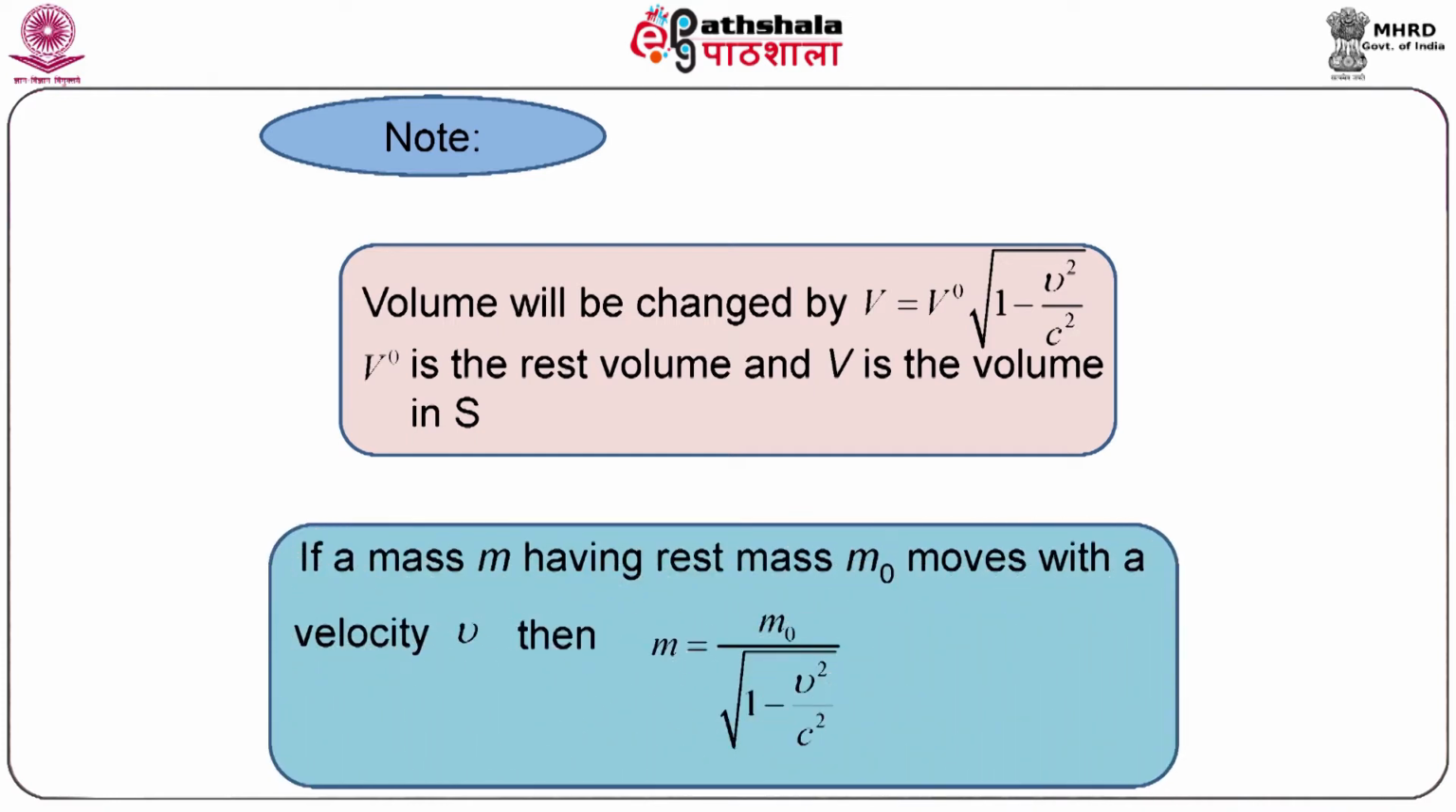In a similar fashion, one can say that if a mass small m having rest mass m suffix 0 moves with a uniform velocity v, then m is equal to m0 divided by the square root of 1 minus v square by c square. c is the speed of light as usual.